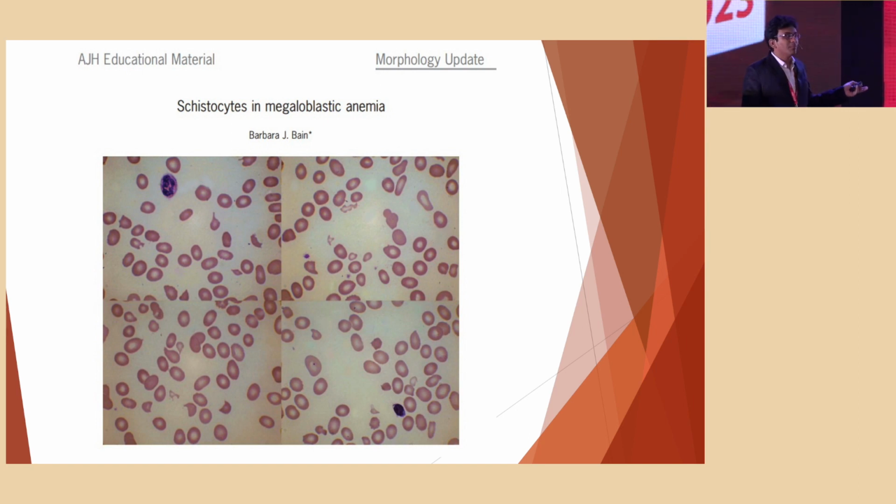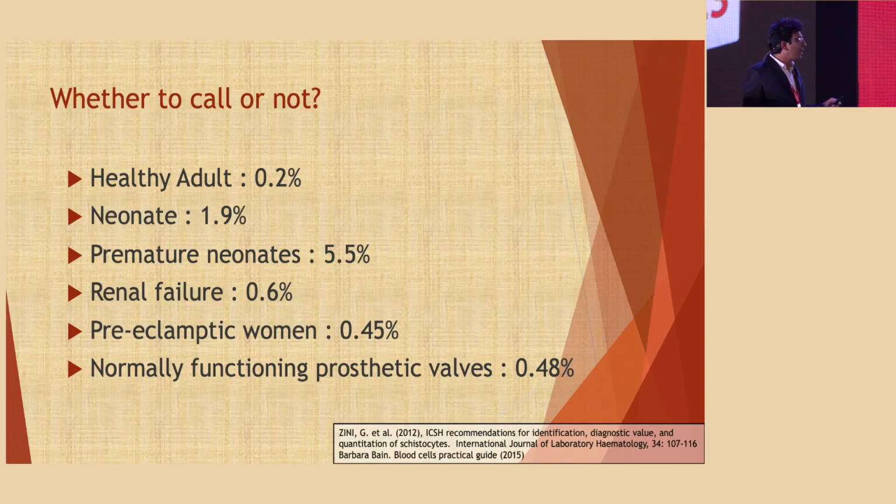So this is a very good example. This is a case of megaloblastic anemia. You can see schistocytes here also, but surrounding them you can see macro-ovalocytes, Howell-Jolly bodies, and hypersegmented neutrophils. So you can be sure that schistocytes here are not the predominant abnormality.